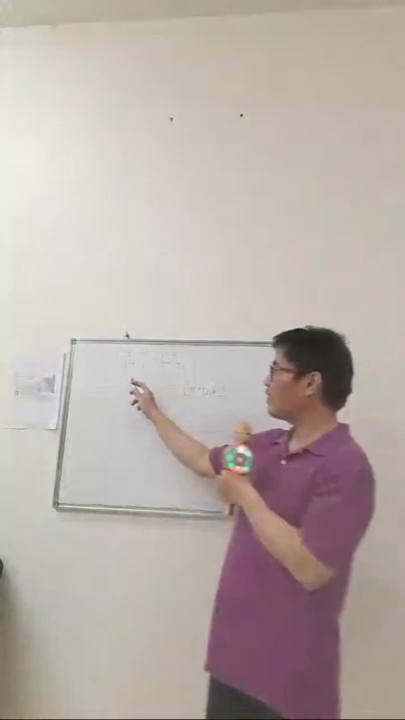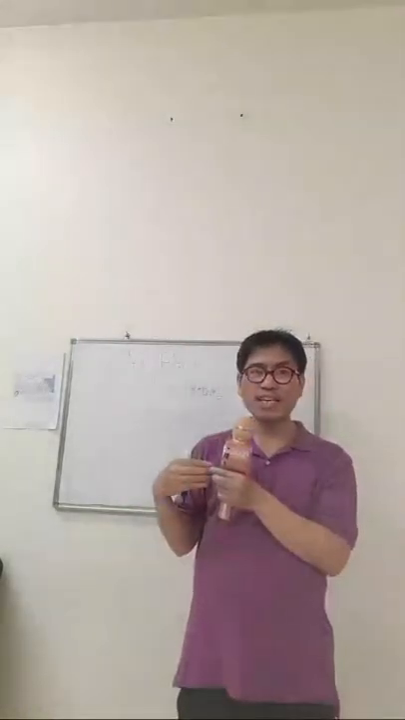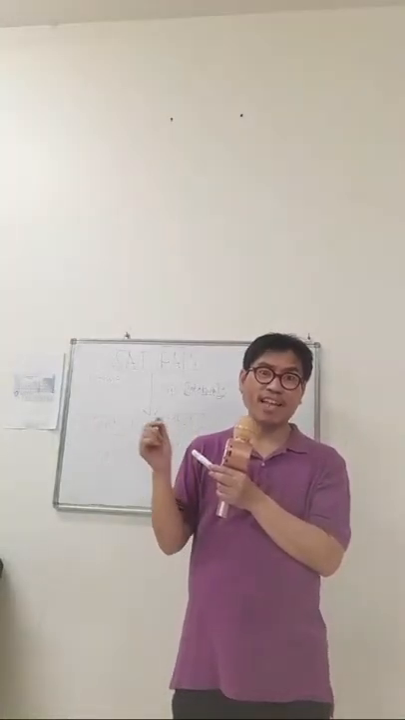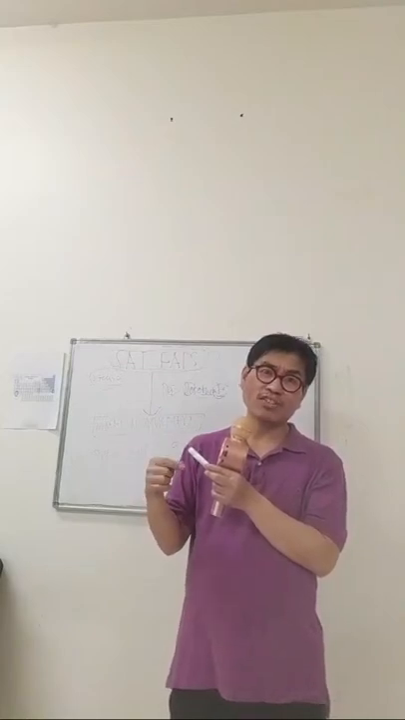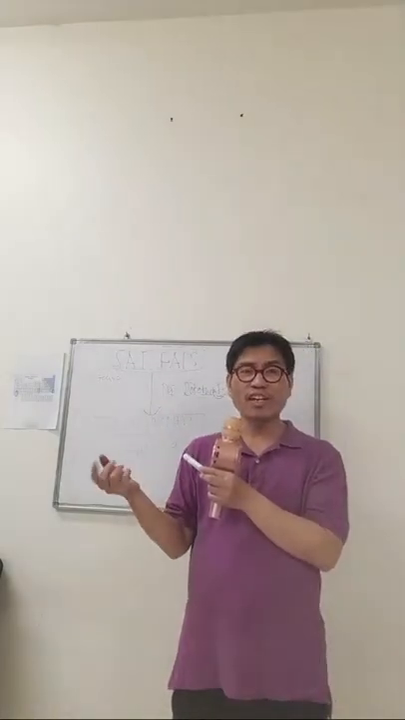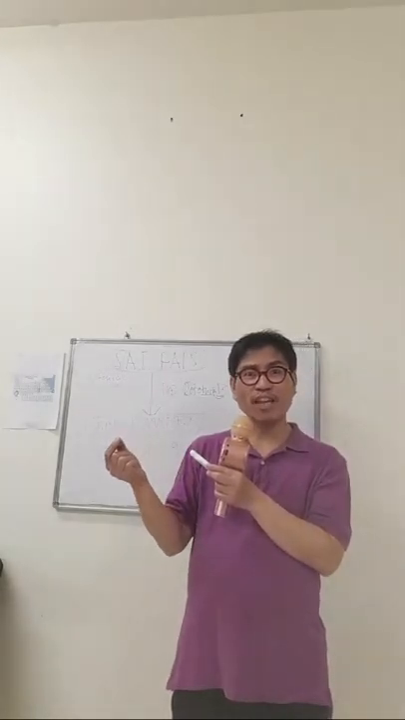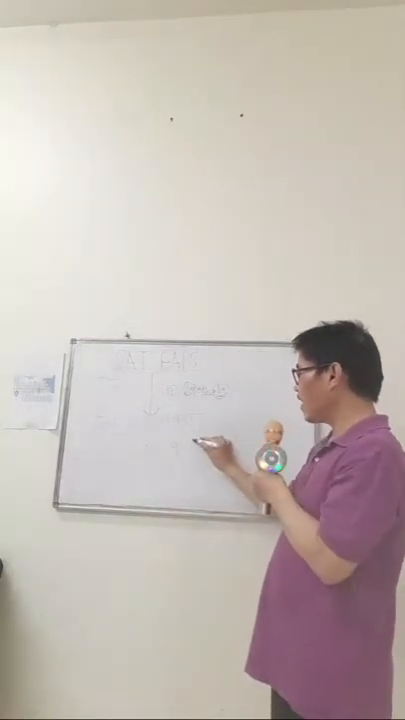Since stearic acid has 18 carbon atoms, 18 means octadeca. Octa means 8, deca means 10, and 10 plus 8 is 18. The rule says you put first the lesser, second the larger. Octa is lesser because it is 8, and deca is larger, so we say octadeca.